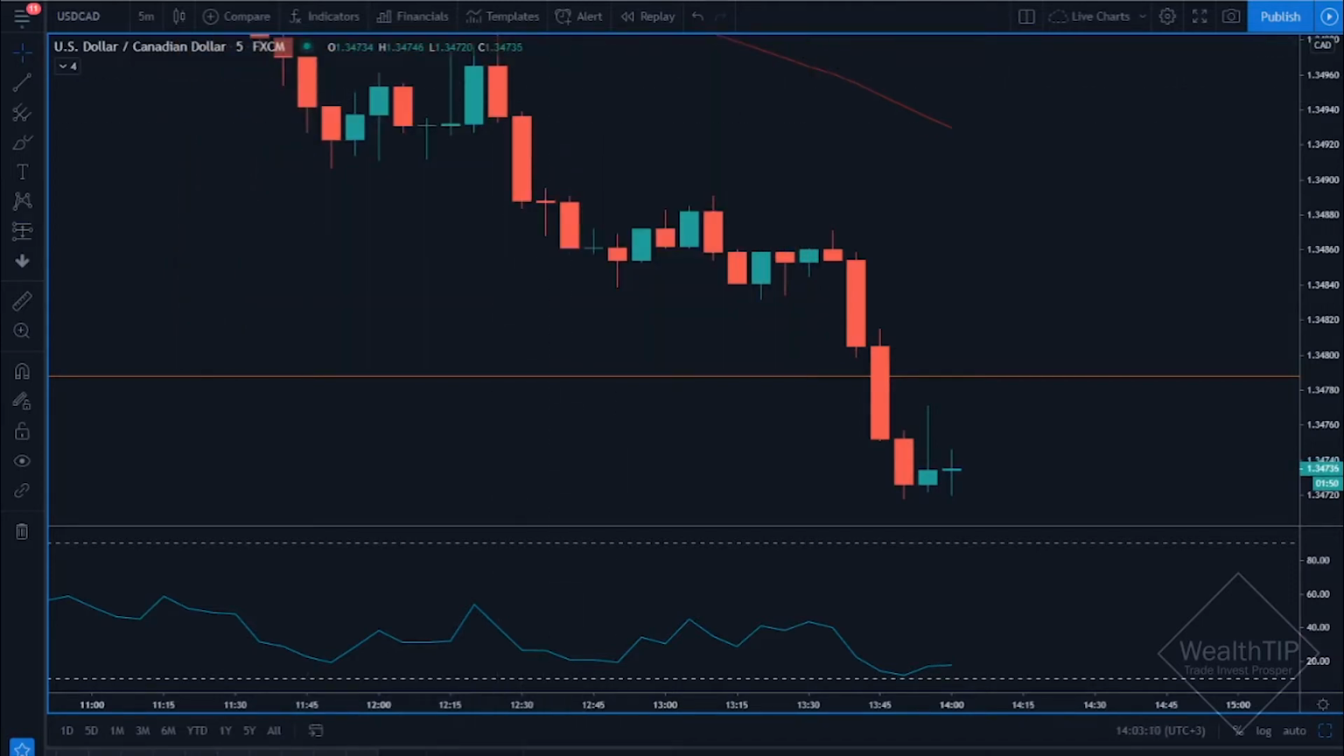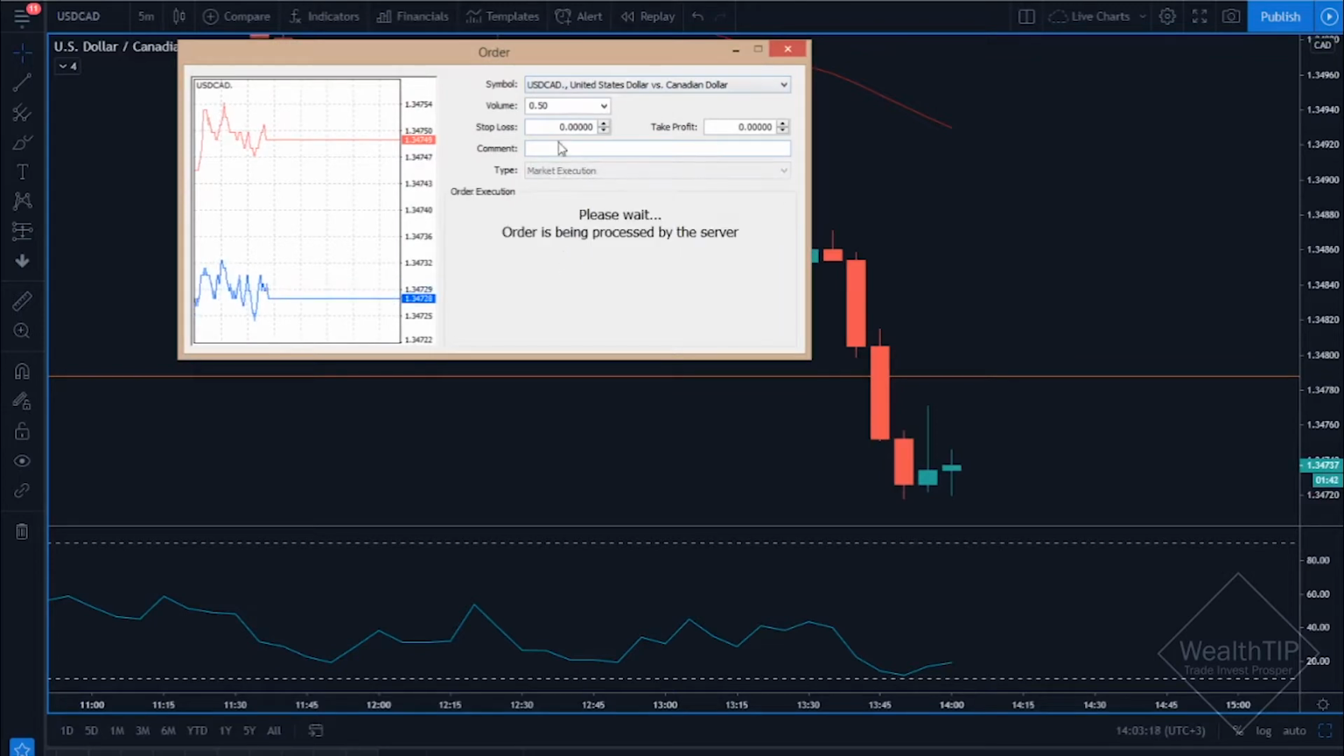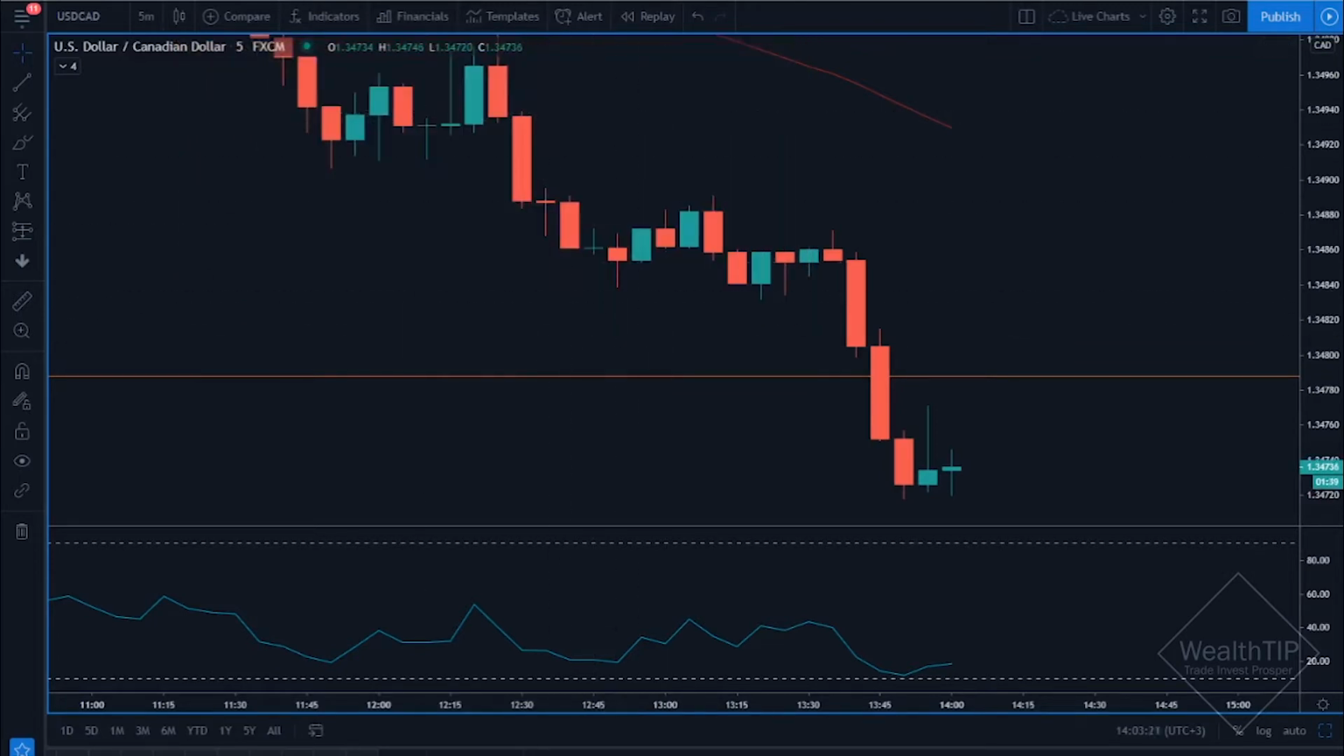I put a position on the Australian dollar, US dollar. It was supposed to be on the CAD, so that was a quick mistake on my side. Let me just get that sorted. Okay, so we're looking to short this pair at half a lot.